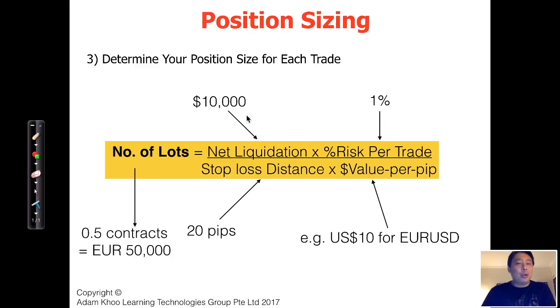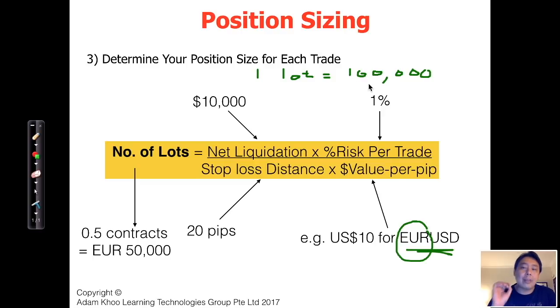So yeah, once you punch in these numbers, 10,000 multiplied by 1%, divided by 20 times 10, you will get 0.5. So the answer is 0.5. So what is 0.5? 0.5 means 0.5 lots, if you will. Now recall in lesson 1, one standard lot in Forex is 100,000 of the base currency. So in this case, the base currency is Euro. So one lot is 100,000 euros. So 0.5 lots would be 50,000 euros. Okay, so that's exactly the number of euros that you will buy to place this trade.